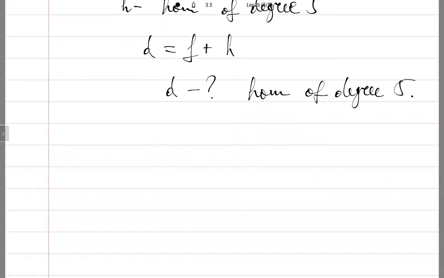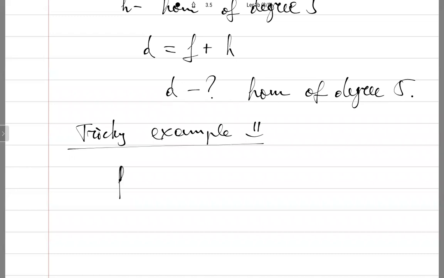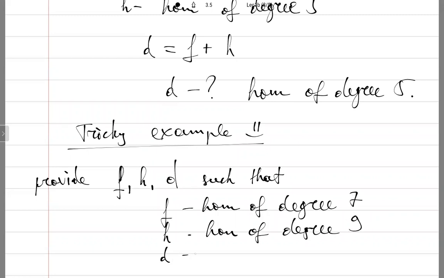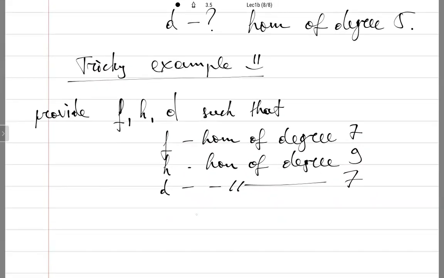Okay, just a tricky exercise. Tricky example. Provide f, h, and d such that f is homogeneous of degree 7, h is homogeneous of degree 9, and d is homogeneous of degree 7, such that d equals f plus h.